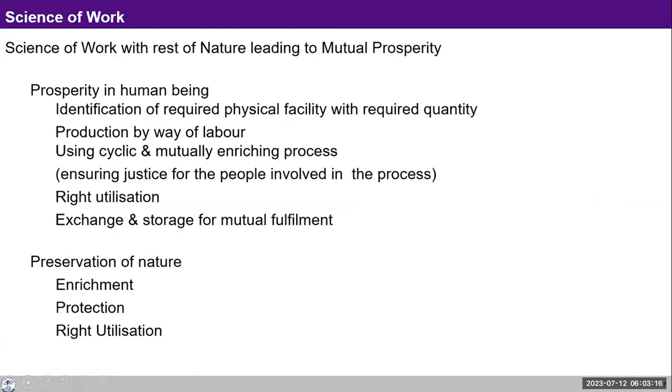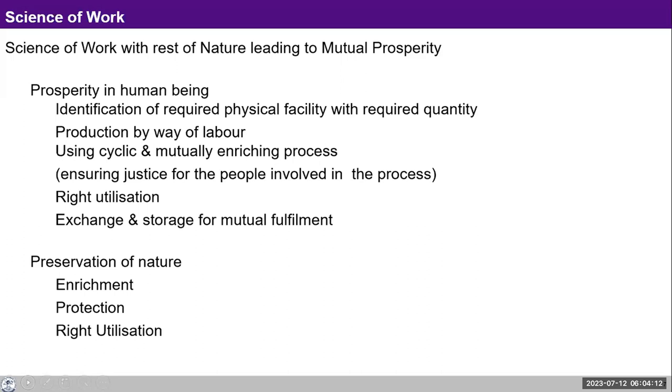So if you see the science of work, we said two things we have to take care of. One is prosperity in the human being, and the other is preservation of nature. Now, if you look at prosperity in the human being, prosperity for ourselves, first and foremost thing for prosperity would be, I should be able to identify how much is required, how much of physical facility is required. Because if I don't see how much is required, how do I know when to stop? No? Otherwise, how do I know how much I need to work for? Isn't it? So first and foremost thing that would be required is identifying how much physical facility is required.